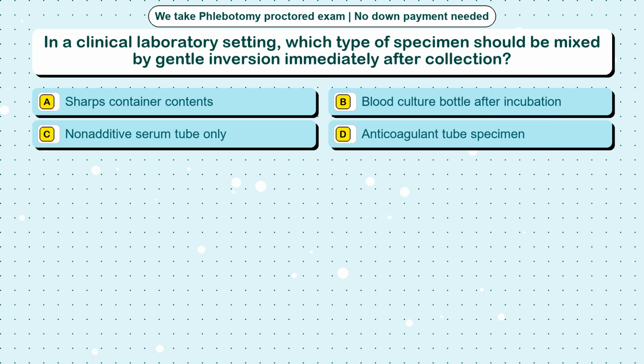Question 8. In a clinical laboratory setting, which type of specimen should be mixed by gentle inversion immediately after collection? Option A. Sharps container contents. Option B. Blood culture bottle after incubation. Option C. Non-additive serum tube only. Option D. Anticoagulant tube specimen.